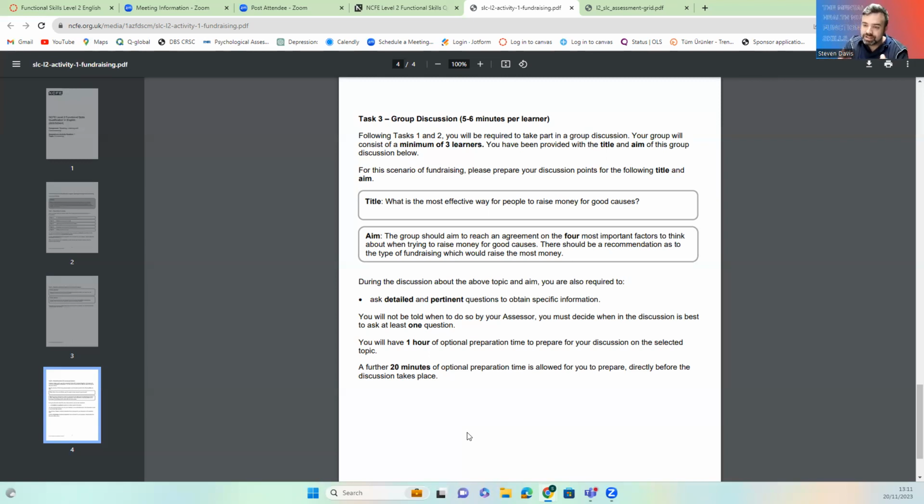During the discussion about the topic and the aims, you are required to ask detailed and pertinent questions to obtain specific information. You will not be told when to do so by your assessor, so I won't be saying anything. You must decide when in the discussion is the best for you to ask at least 1 question. So you must ask a detailed and pertinent question.